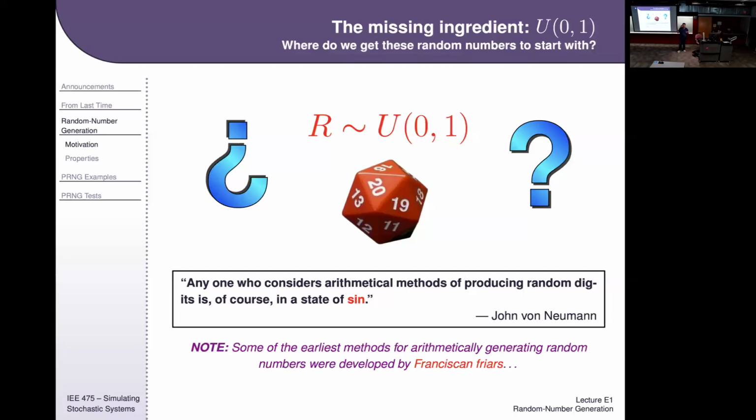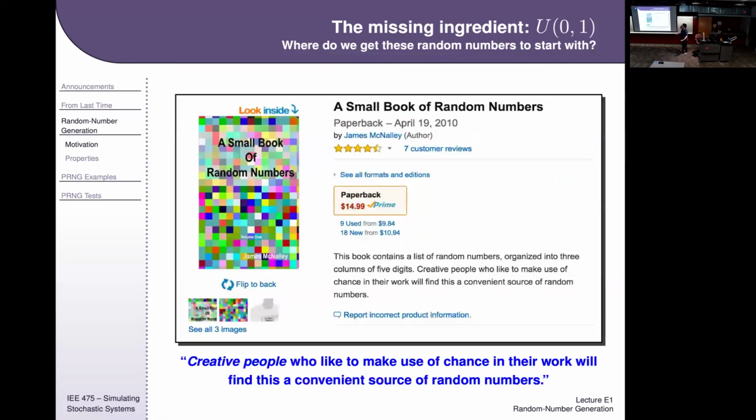So he was highly skeptical of the approach, but they had to kind of do that, which I thought was ironic, because some of the earliest methods that we know about for people generating random numbers in a very programmatic way actually come from the work of a bunch of Franciscan friars. So it's kind of an interesting piece of history. So how do we get random numbers?